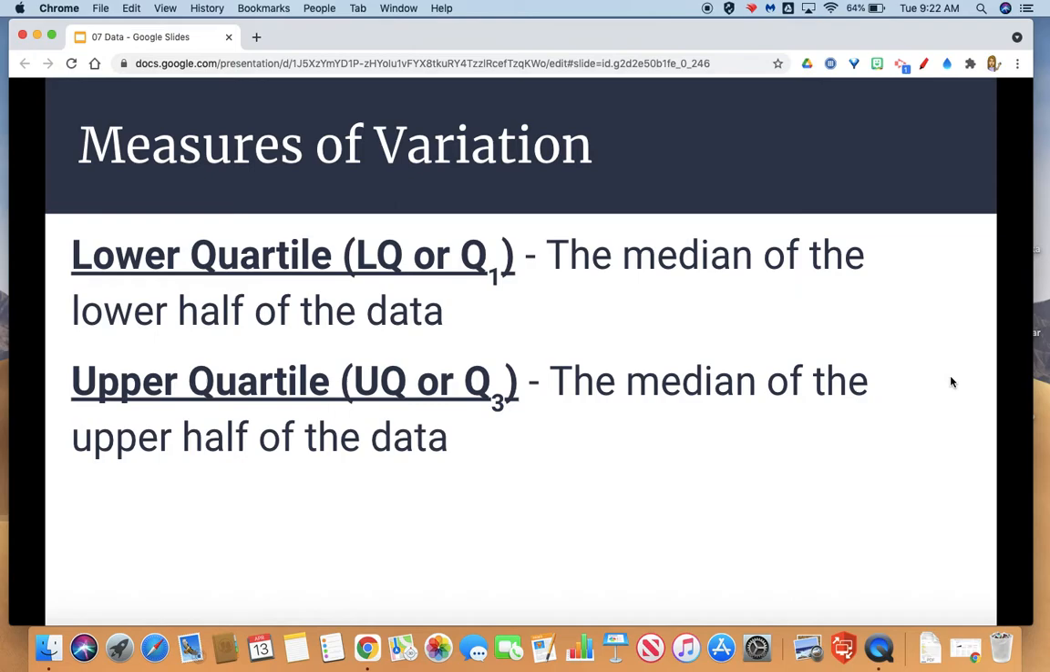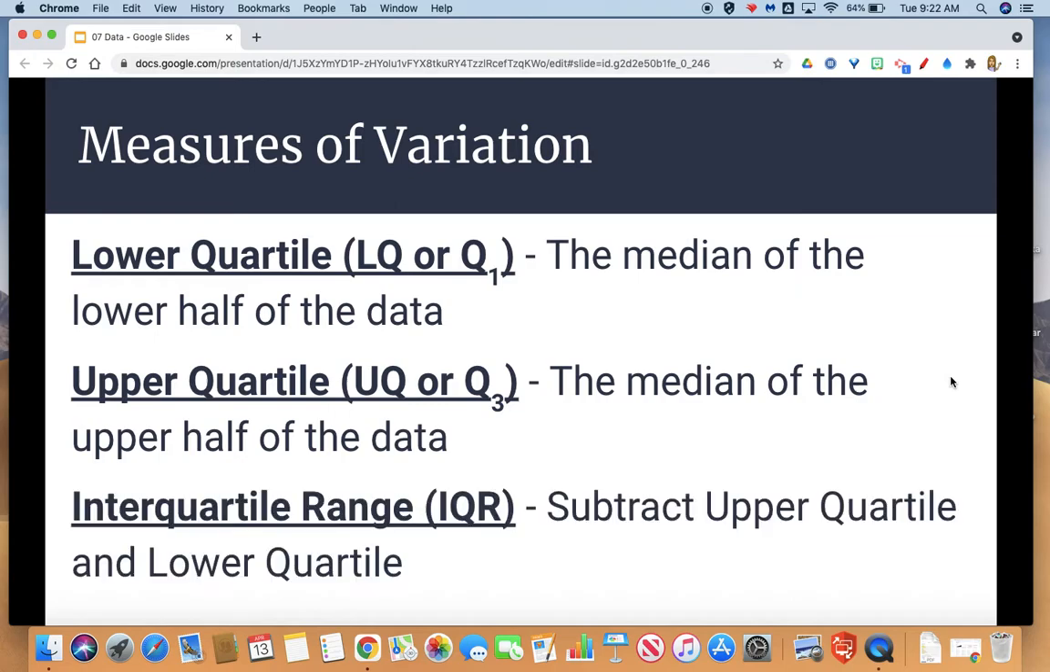And then once we have those quartiles, we can also find something called the interquartile range, which we often refer to as IQR. That's when you subtract your upper quartile and your lower quartile. Kind of like the range, except for instead of max minus min, we subtract upper and lower quartiles. Please pause to write those down. Press play when you're ready to continue.